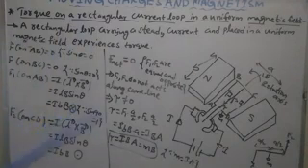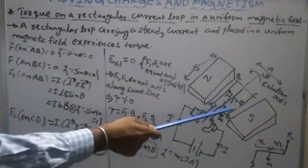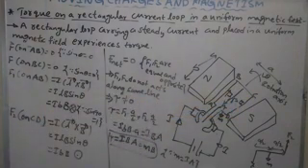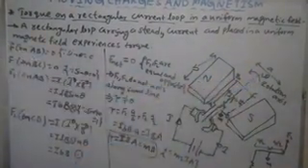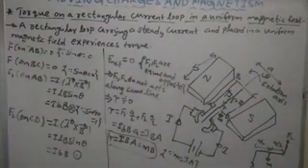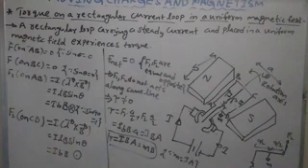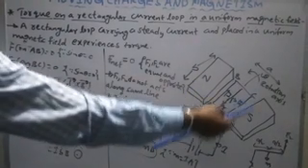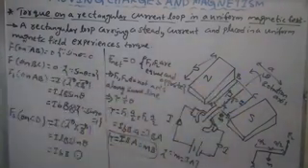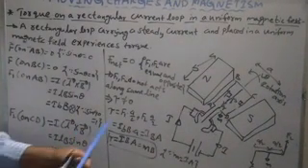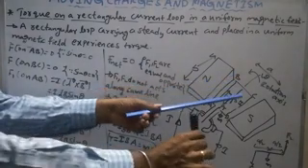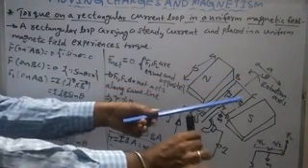Now case 1: the plane of the coil is placed parallel to the magnetic field. The magnetic field is from north to south. In the first chapter you understood the area vector. What is the area vector direction? Perpendicular to the plane of the coil. In this case, let us consider the area vector direction to be perpendicular and downward. Suppose this is the plane of the coil, the area vector direction is perpendicular downward. This is the area vector.